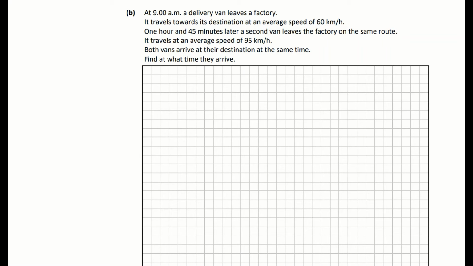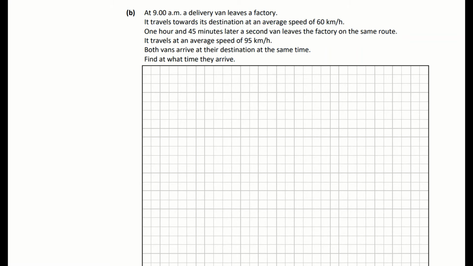So at 9 a.m. a delivery van leaves a factory. It travels towards its destination at an average speed of 60 kilometers per hour. An hour and 45 minutes later, a second van leaves the factory on the same route. It travels at an average speed of 95 kilometers per hour. Both vans arrive at their destination at the same time. Find what time they arrive at.